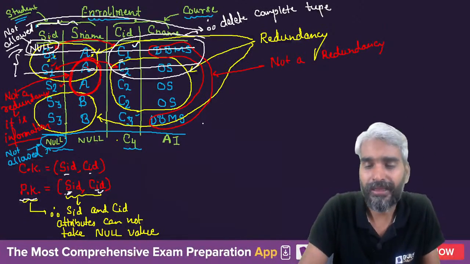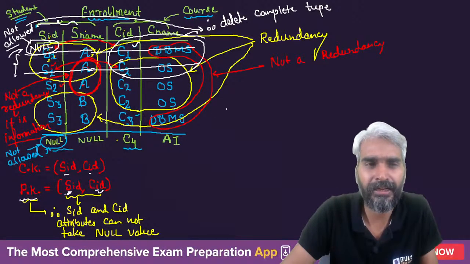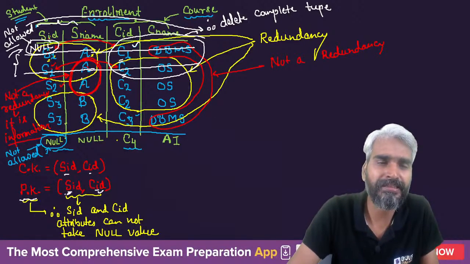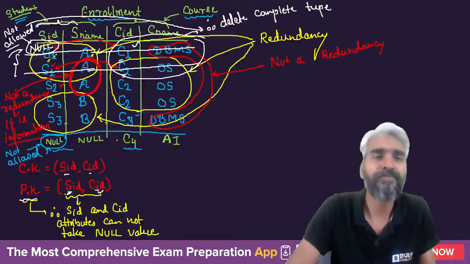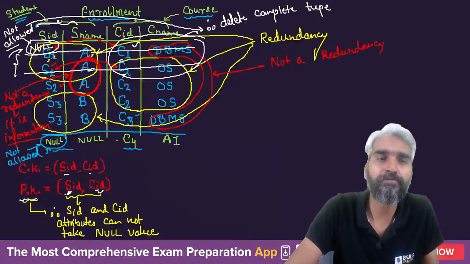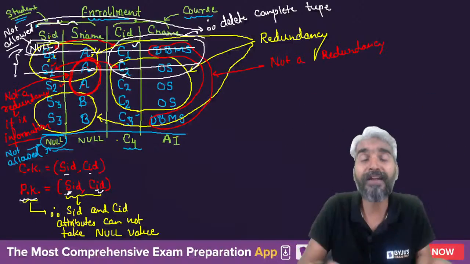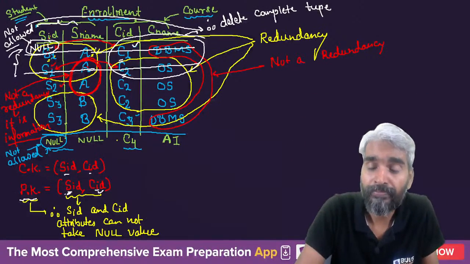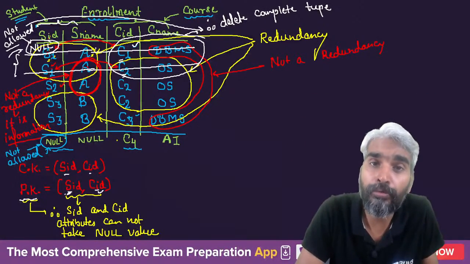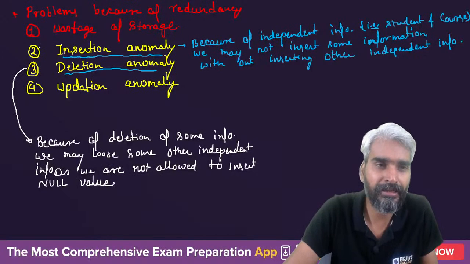Now the last one is obviously clear, updation anomaly, that the same copy is available at multiple places. If suppose tomorrow the student S1 wants to change its name from A to X, then you will have to perform the changes at all duplicate copies, right? So updation anomaly is quite simple.